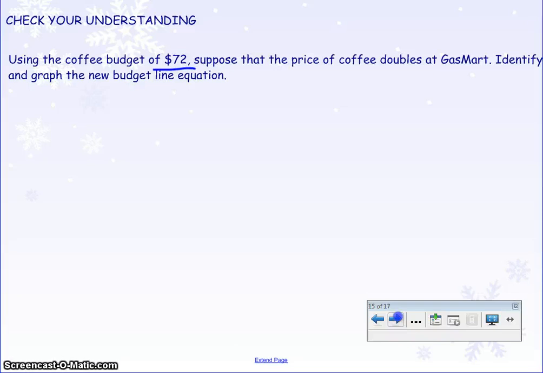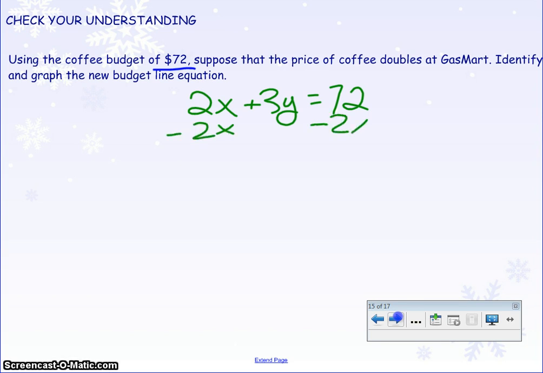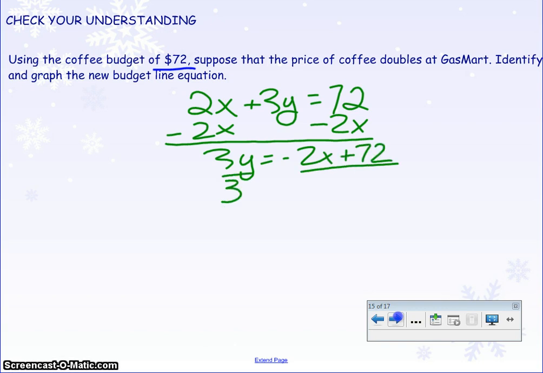All right, so instead of the equation being x plus 3y, remember GasMart doubled their price, so now instead of being $1 apiece, it's $2 apiece, plus the $3 for Perfect Coffee Company, and it totals $72. Now I'm going to subtract the 2x from both sides, and I get 3y equals negative 2x plus 72. I'm going to divide both sides by 3, and I get y equals negative 2/3 x plus 24.